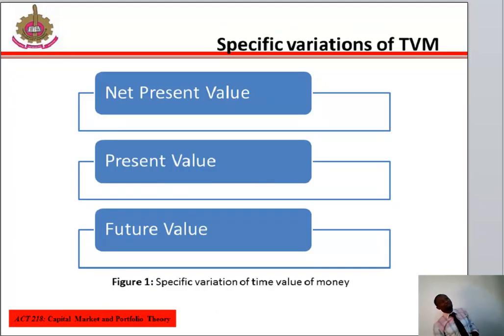Specific relations of time value of money. We have the net present value, which lets you value a stream of future payments into one lump sum today, as you see in many lottery payouts. We have the present value, which tells you the current worth of a future sum of money, and we have the future value, which gives you the future value of cash that you have now.